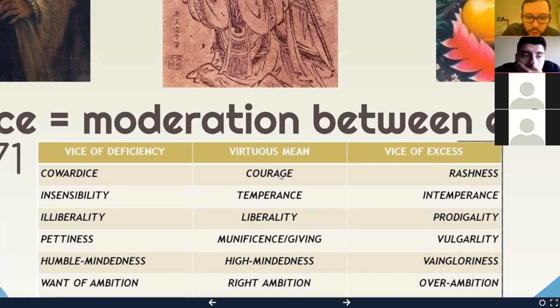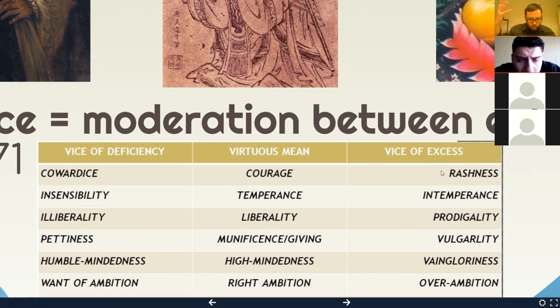And Aristotle says in order to understand what courage is, you need to understand that courage is the middle ground between, on the one hand, cowardice, right? So the coward has a lack of courage. And on the other, rashness. So the rash person has an excess of courage, too much courage, to the point that they're foolhardy.